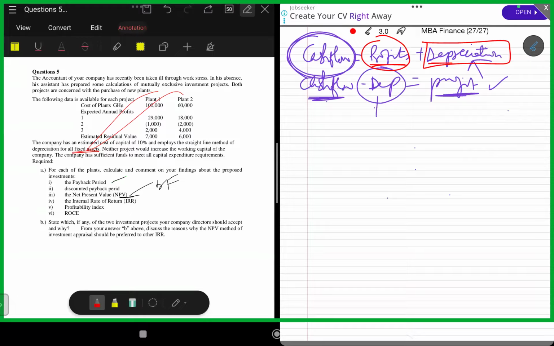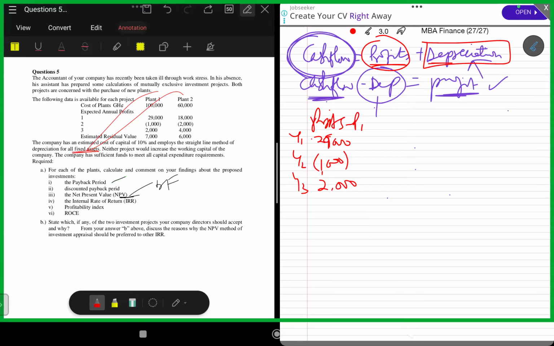So what I'm trying to say is this. We have the profits. We have year one, year two, year three. The profit for year one for plant one is 29,000. Then in year two, it made a loss of 1,000. Then year three, we had 2,000. Are you good?